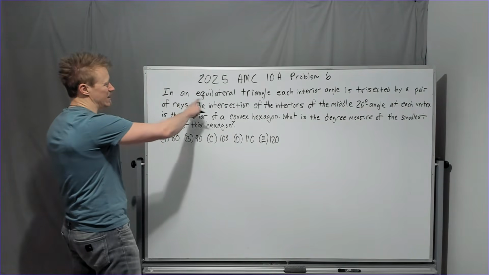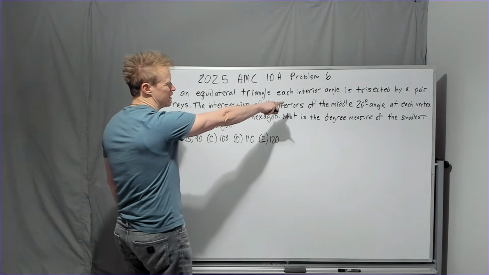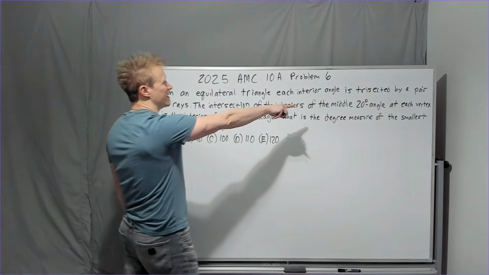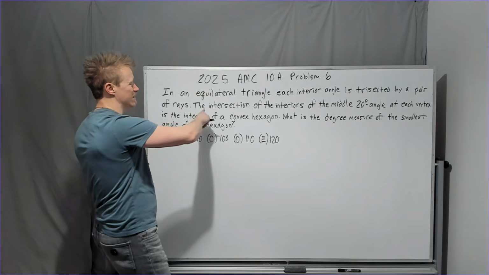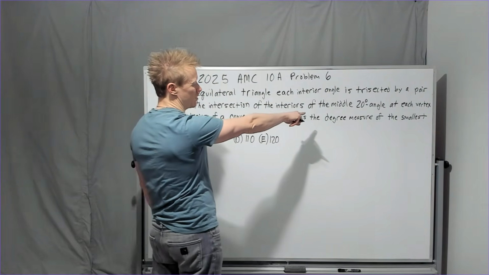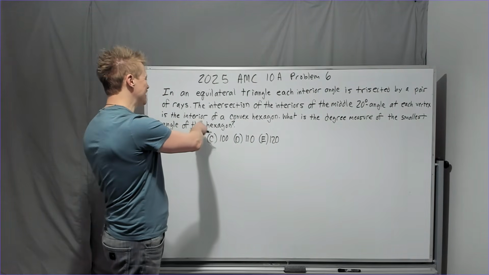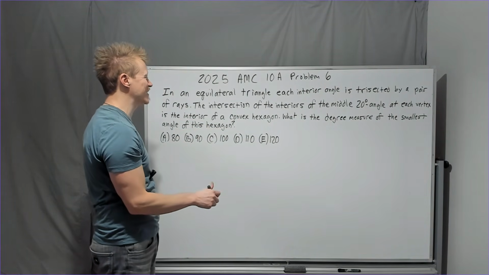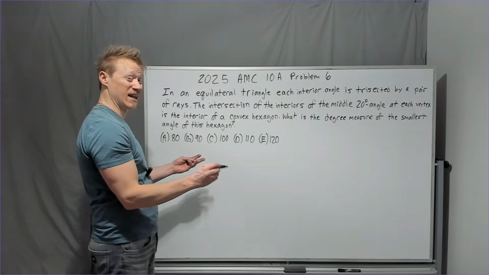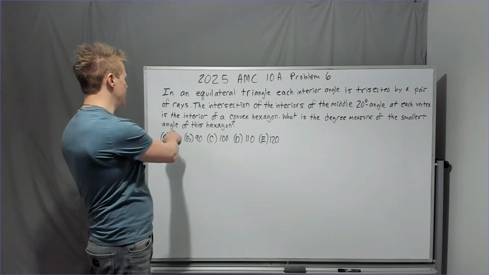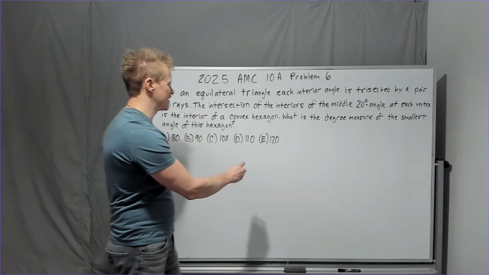In an equilateral triangle, each interior angle is trisected by a pair of rays. The intersection of the interiors of the middle 20-degree angle at each vertex is the interior of a convex hexagon. It doesn't say it's regular. What is the degree measure of the smallest angle of this hexagon?